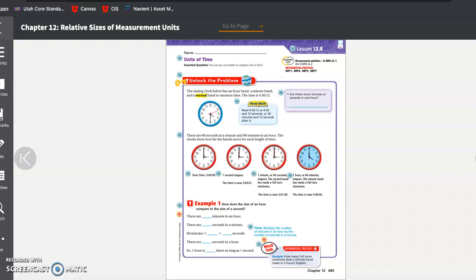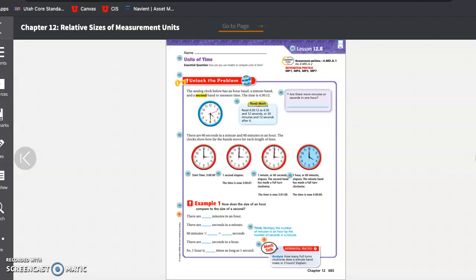Okay, so the first question, unlock the problem. The analog clock below has an hour hand, a minute hand, and a second hand to measure time. The time is 4 hours, 30 minutes, 12 seconds. Analog clocks always have the three: the hour, the minute, and the second. There are 60 seconds in 1 minute and 60 minutes in an hour. The clock shows how far the hands move each length of time. These are just showing you.